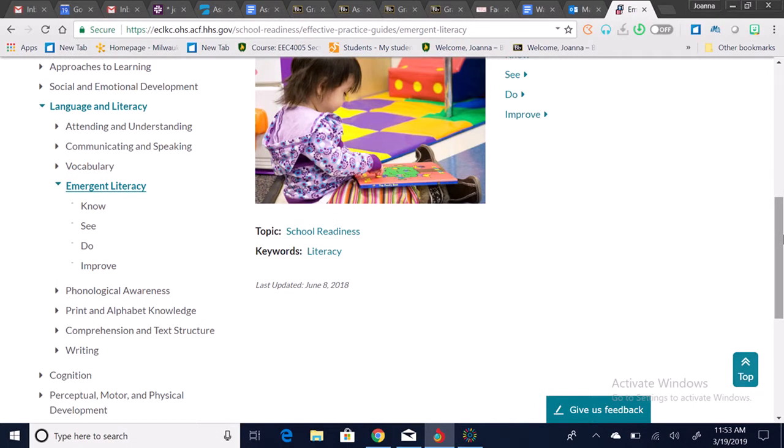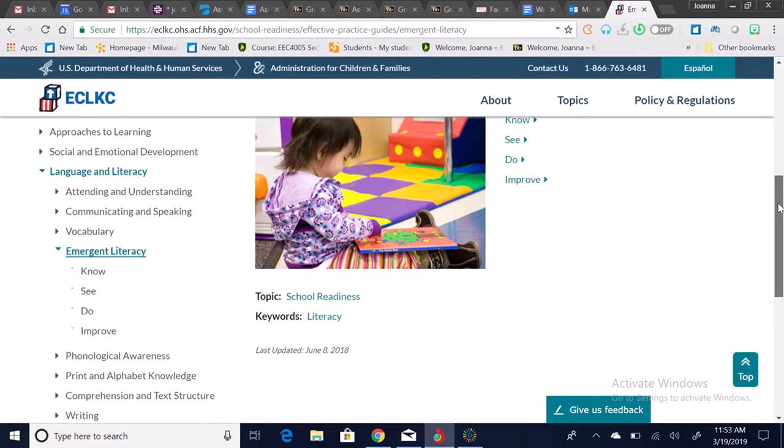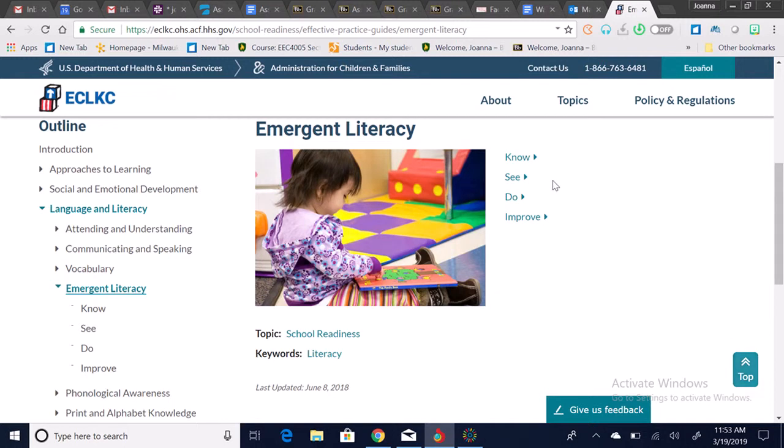So this is formatted into this framework of know, see, do, and improve. And so the idea, and this is based on research, is that first you need the content, right? So you need to understand, what does emergent literacy mean? You then need under see to think about, well, what does that look like? The do is to really take what you've learned and to use it in your classroom, to use it in your work with children.